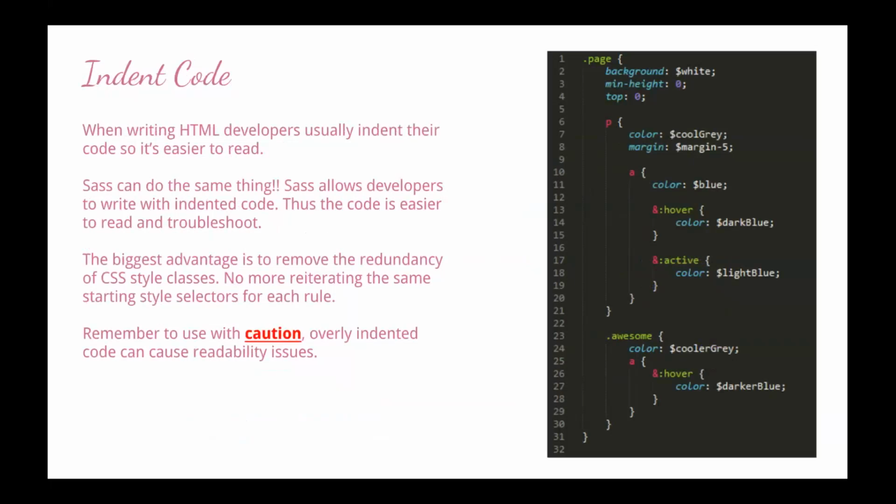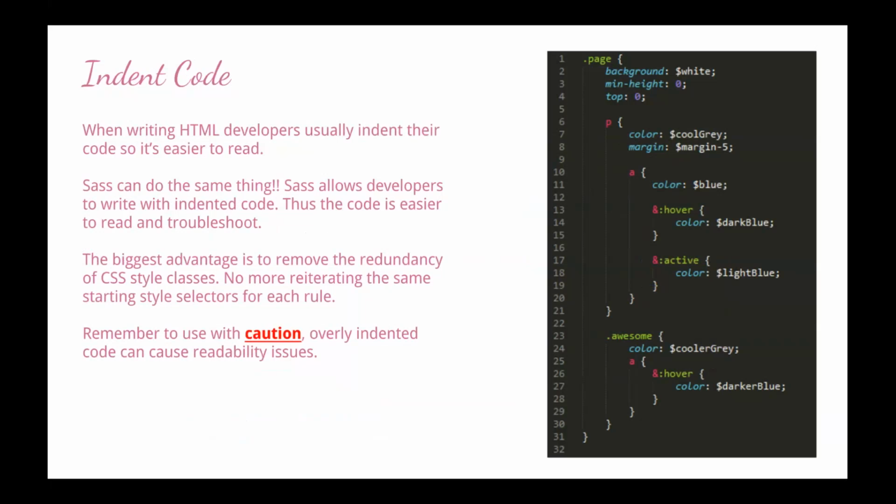You can also indent code. So when writing HTML, developers usually indent their code so it's easier to read, so you can find, you know, your divs and your elements and what have you. And Sass can do the same thing. Sass allows developers to write with indented code. Thus, the code is easier to read and it's easier to troubleshoot, as you can see in the example.